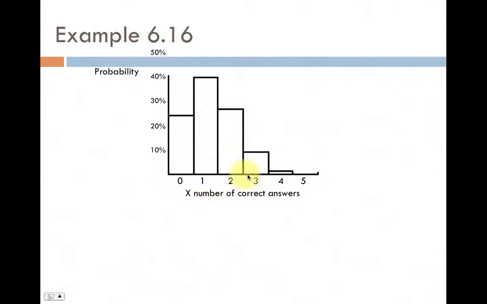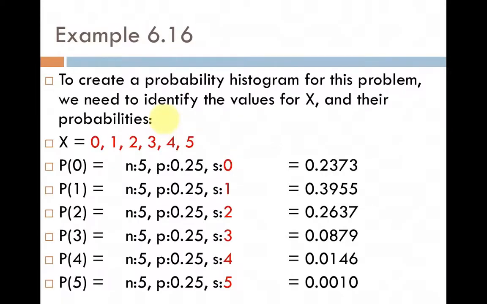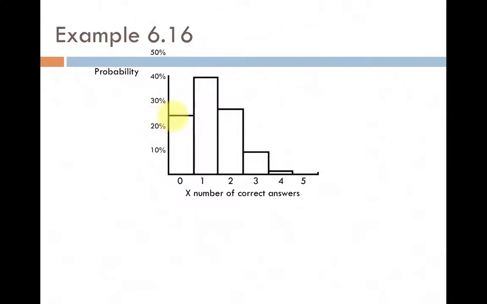On the horizontal axis, put your values of x, and on the vertical axis, make each bar the height of the probability of that event happening. So each value of x is associated with a probability, which is the height of the bar. I approximated the height of this bar somewhere between 20% and 30%, about 23%. Is that what it was? Yep, 23.73%. So this is an approximated image, but this is a histogram based on the probabilities from the previous problem.